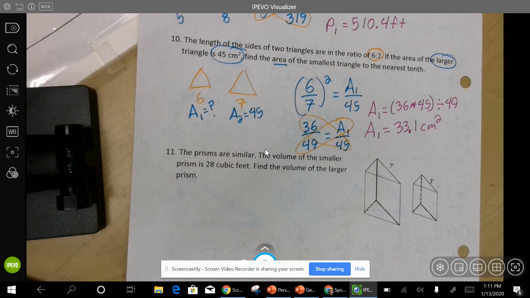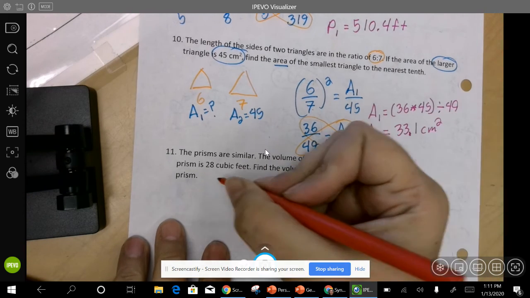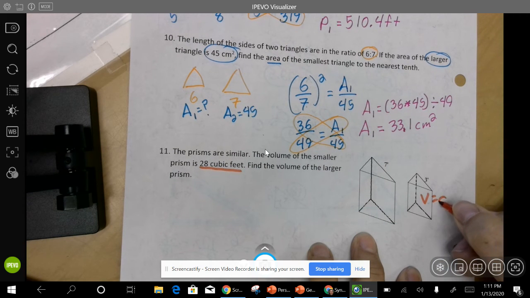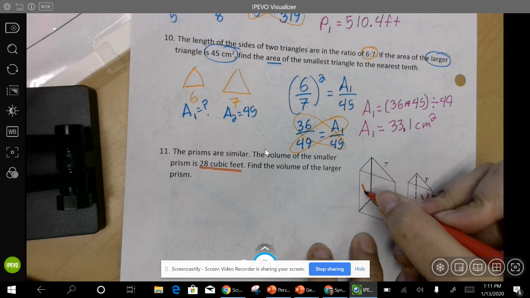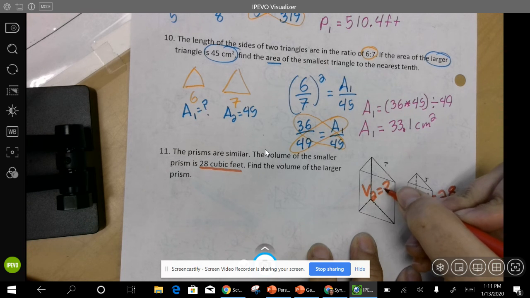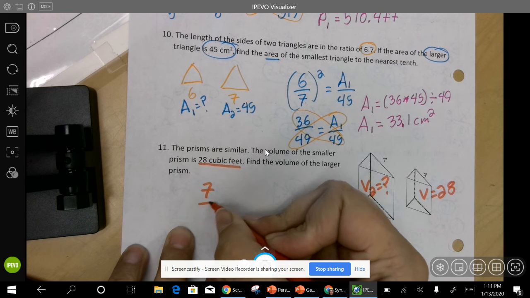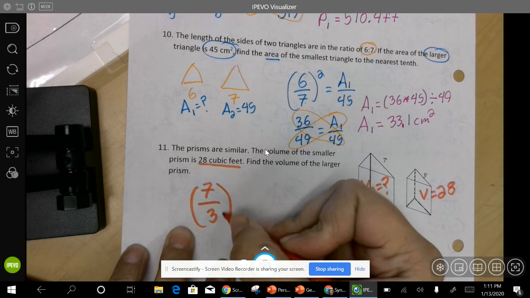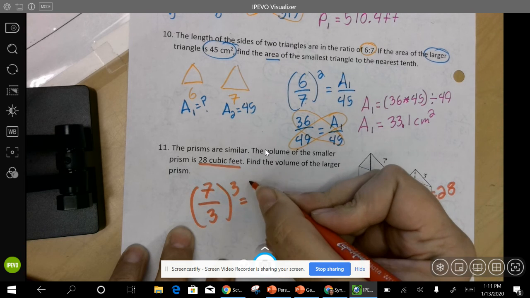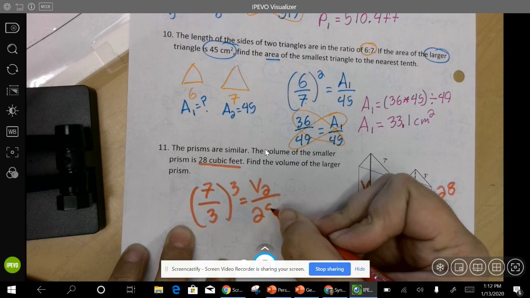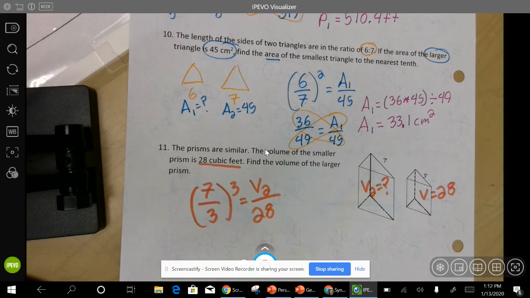Okay, so this one we're using our triangular prisms again. We like those. So it gives us that the volume of the smaller one is 28, and they want us to find the volume of the larger one. Okay, so we're going to do 7/3 cubed is equal to the volume of the larger one over the volume of the smaller one. Remember, we have to cube it.